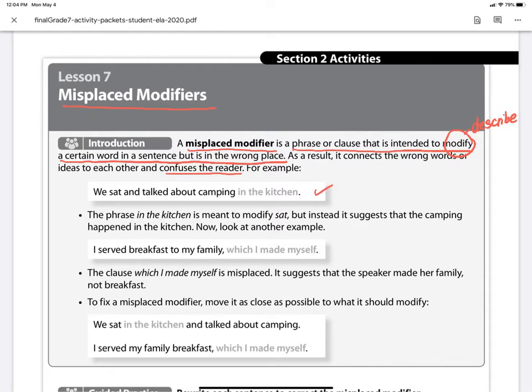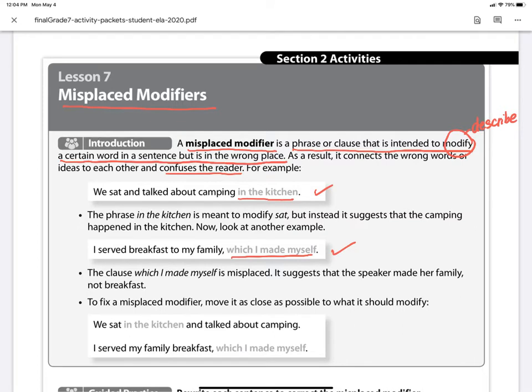We sat and talked about camping in the kitchen. Okay, this sounds like you were doing the camping in the kitchen. So that's why it's misplaced. The next example, I served breakfast to my family, which I made myself. This sounds like you were making your family yourself, or you made your family yourself.